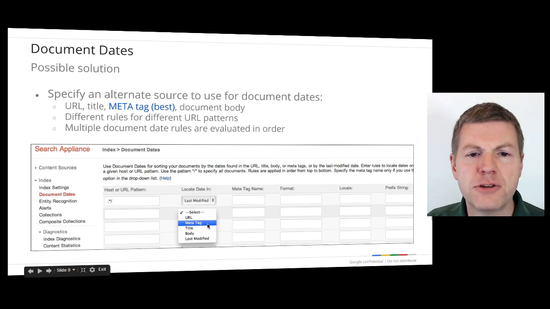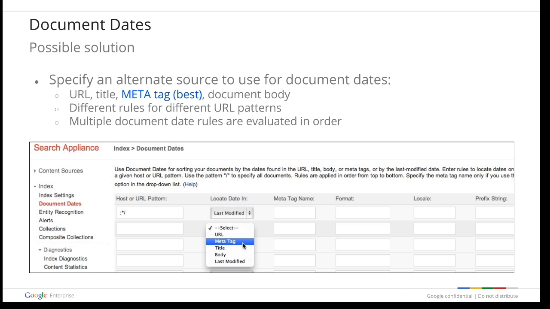The best possible solution here is to fix the application code to include support for last modified and if modified since, but that may be difficult in many cases. As an alternative, the GSA can be given other places to look for document dates. There are 4 additional places it can be told to look: within a meta tag, within the URL, title, or document body. Out of these alternatives, a meta tag is by far the best choice. You will need to read the documentation specifying allowed formats carefully to ensure that you're using a valid format.